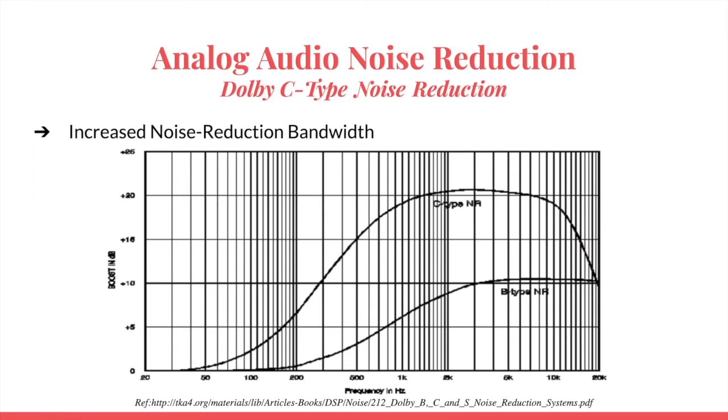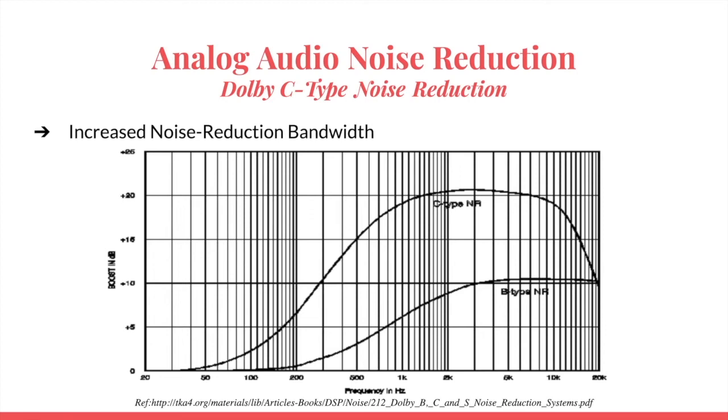Dolby C was introduced in 1980. It used the same noise reduction strategy as Dolby B, but it combined the effect of 2 Dolby B systems together with an expansion to lower frequencies, which provided 20 dB of noise reduction above about 1000 Hz, fully doubling the amount given by Dolby B.